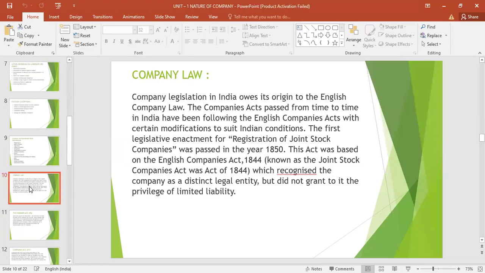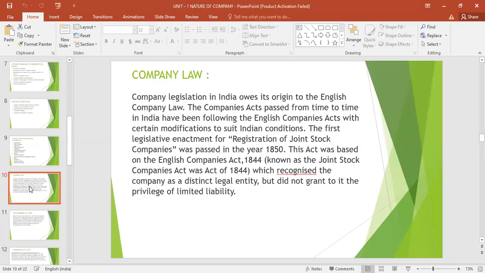Introduction about company legislation: how the company was formed and the company law related to it. First, we can study the meaning of company law. The company legislation in India owes its origin to the English company law. The Companies Acts passed from time to time in India have followed the English Companies Act with certain modifications to suit Indian conditions.